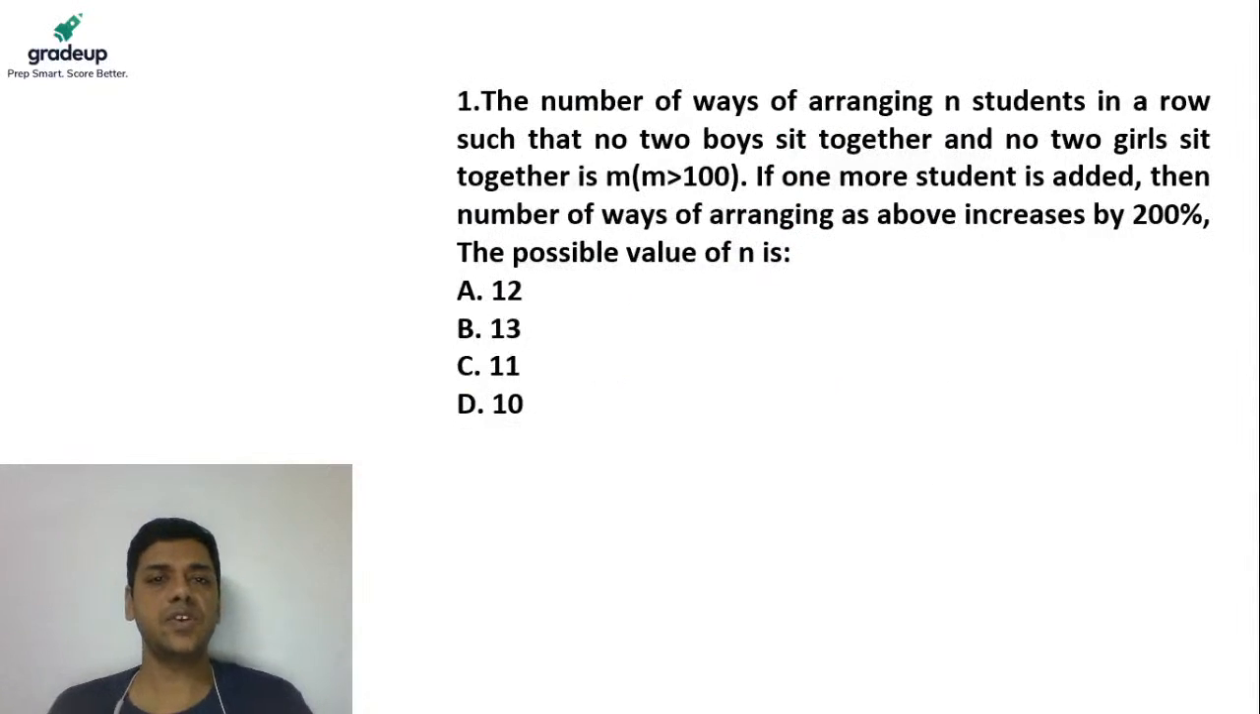So the first question was: the number of ways of arranging n students in a row such that no two boys sit together and no two girls sit together. If one or more student is added, then the number of ways of arranging the above increases by 200%. What is the possible value of n? Okay, so how to do it?